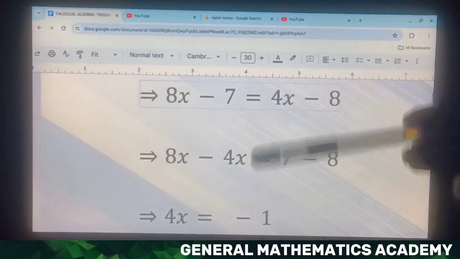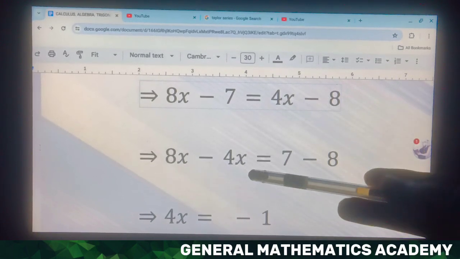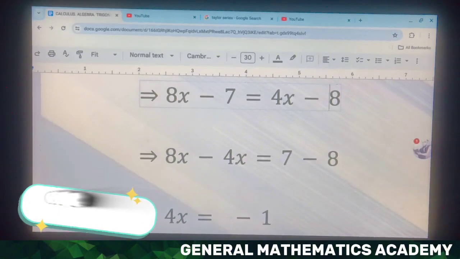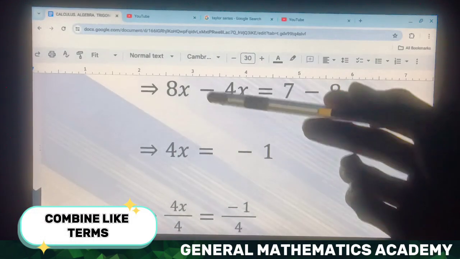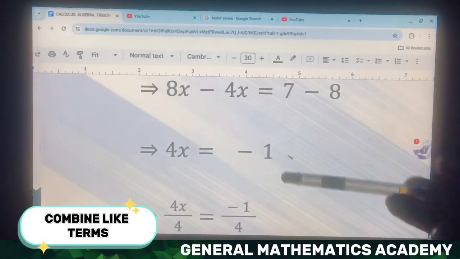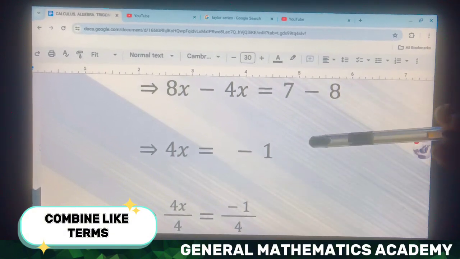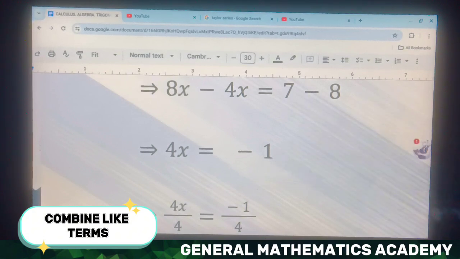So magkasama na yung dalawang linear term na 8x and negative 4x, and yung dalawang constant term na 7 and negative 8 ay magkasama na. And as you can see, the 8x and negative 4x are like linear terms, so we can combine them, and that will give us 4x. And upon combining 7 and negative 8, that will give us negative 1.